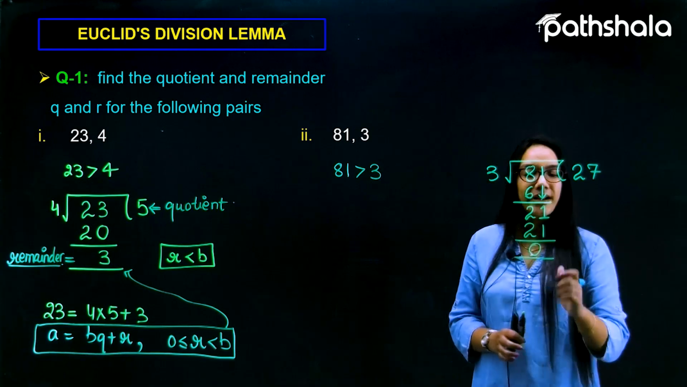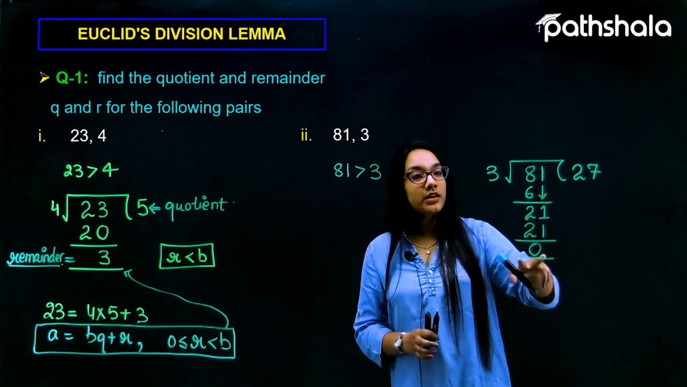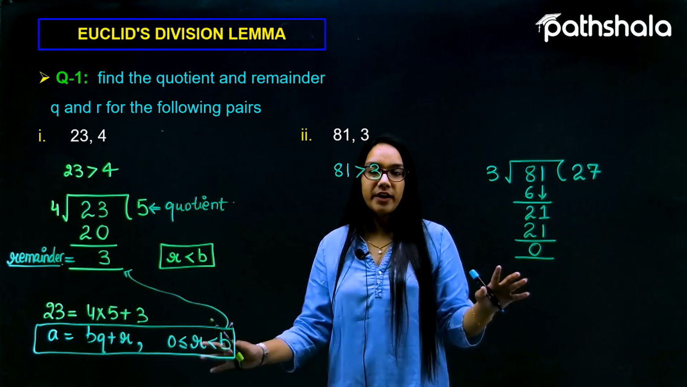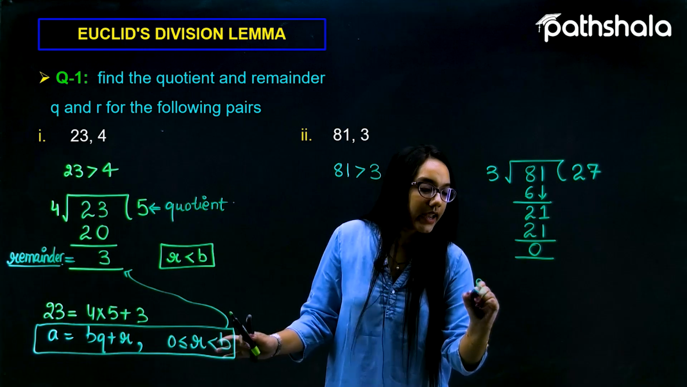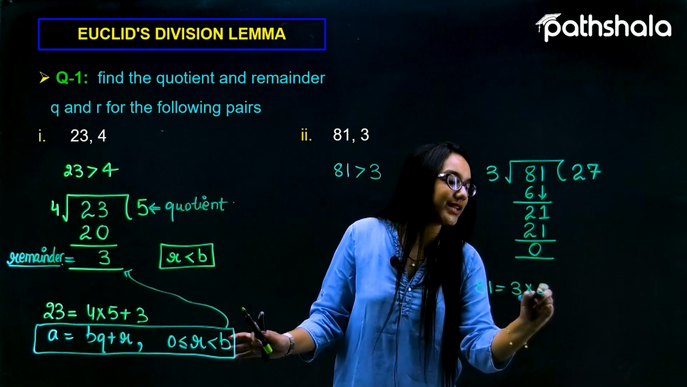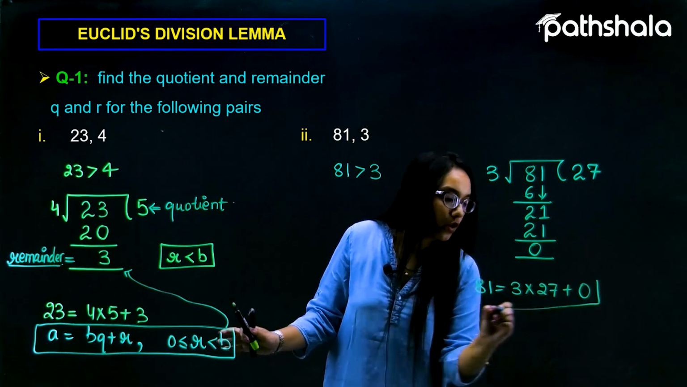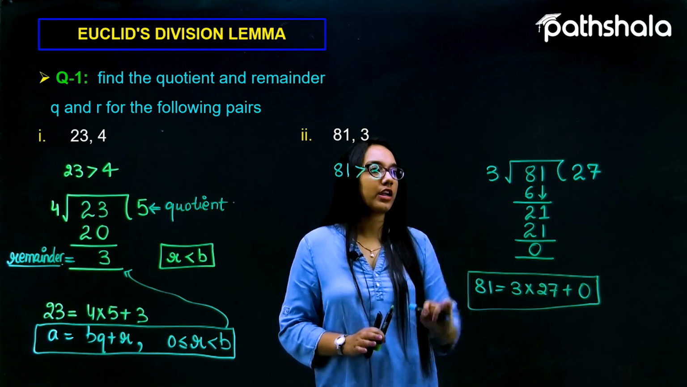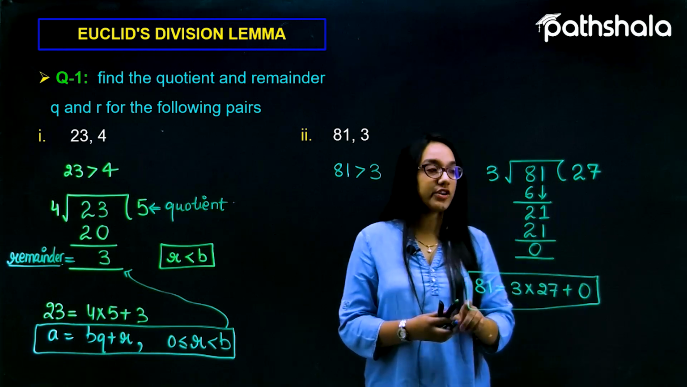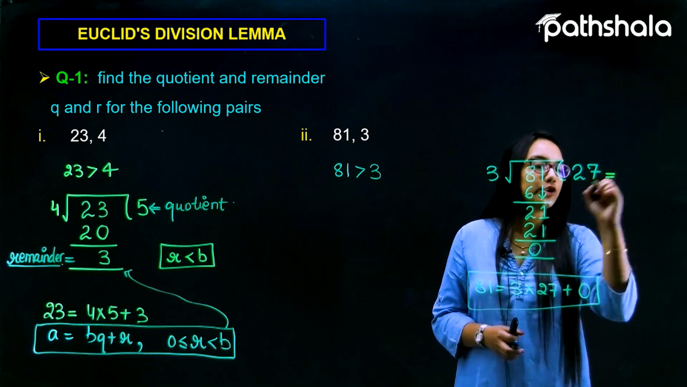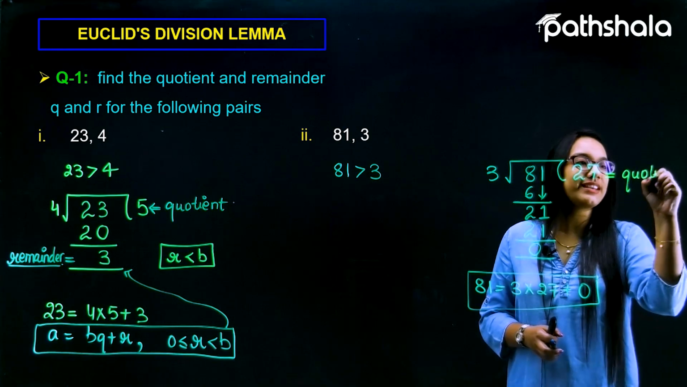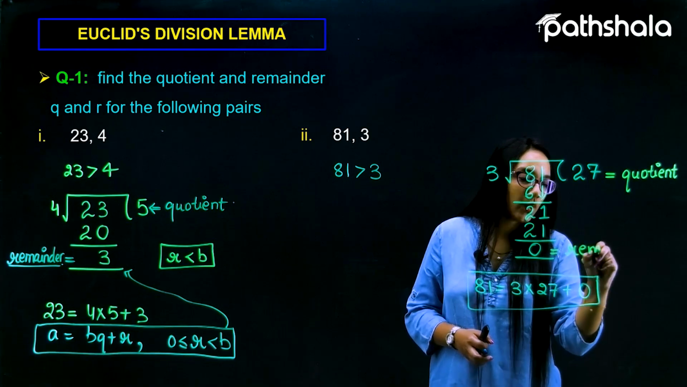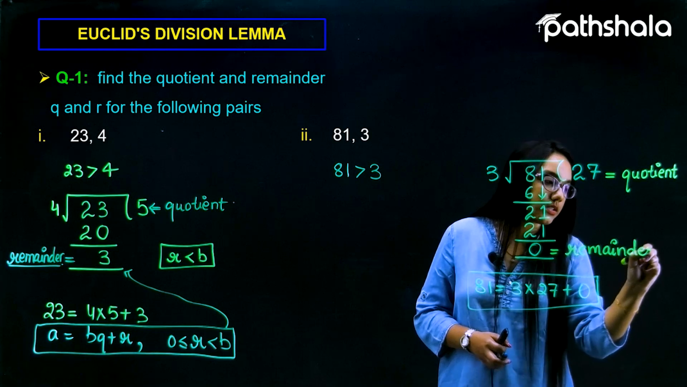So the remainder here is 0, and the remainder is less than the divisor, which is 3. This again follows the Euclid division lemma because it can be represented as 81 equals 3 into 27 plus 0, where the remainder 0 lies between 0 and b, because b here is 3. From this division we can say that the quotient is 27 and the remainder is 0.